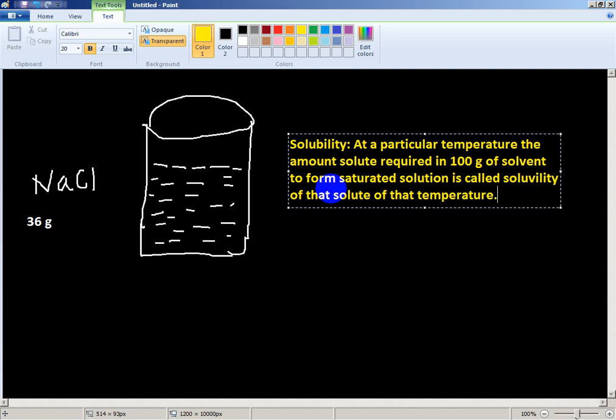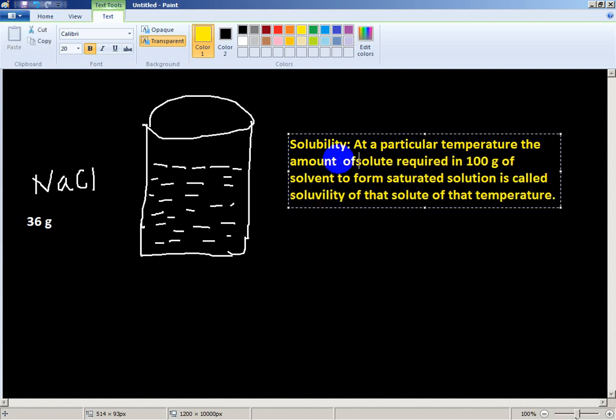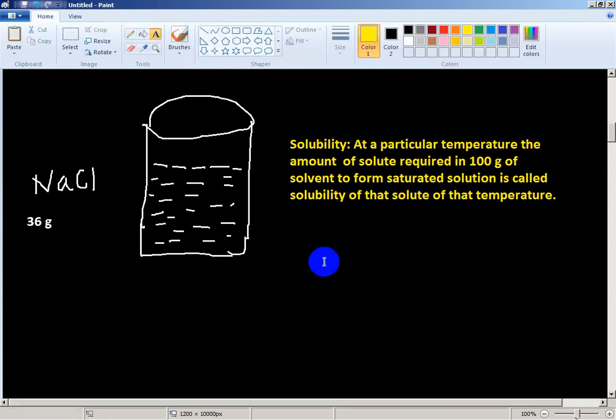Okay, have you understood what is solubility? At a particular temperature, the amount of solute required in 100 gram of solvent to form saturated solution is called solubility of that solute at that temperature. In 100 gram of solvent, how much solute is required to form a saturated solution is called solubility of that solute at that temperature.